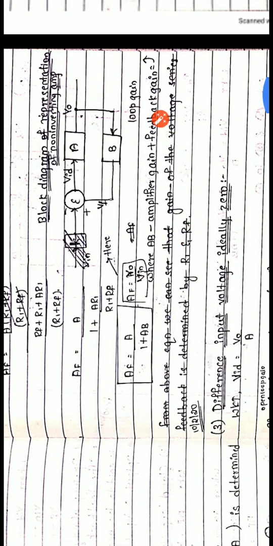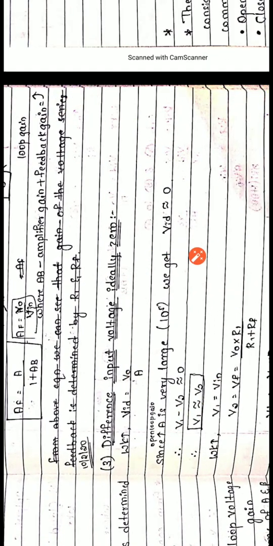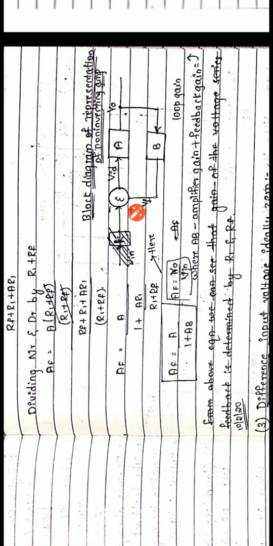This is also shown in the block diagram. So this is about the derivation of the closed loop voltage gain. Just go through these and you will understand. This is just the difference input voltage, ideally 0. This is not important, just written here for understanding purposes. Our main intention is the derivation of the closed loop voltage gain up to this much. If you have any doubts, text me, we'll clarify that. Thank you.